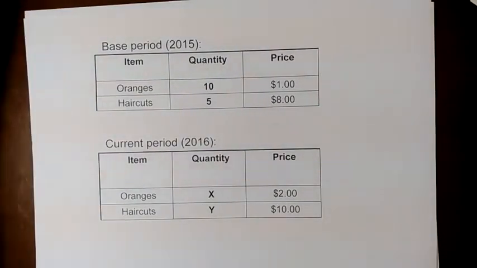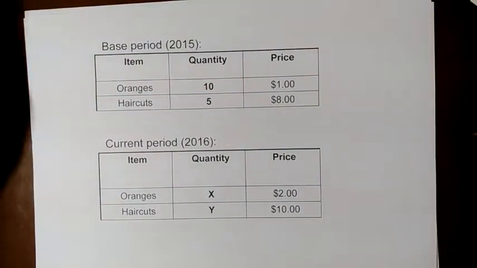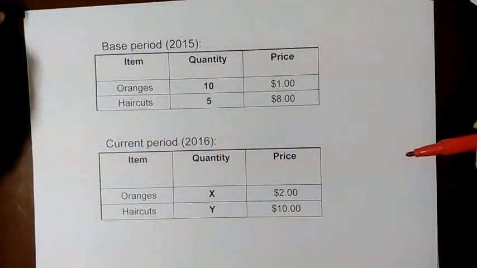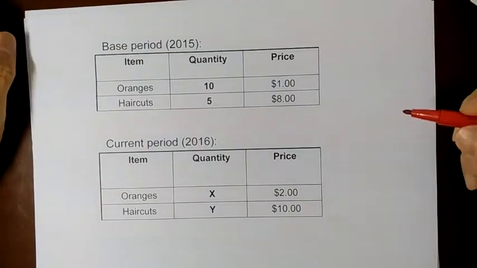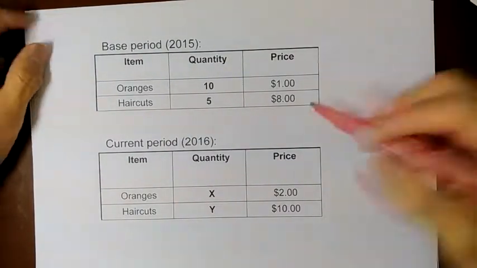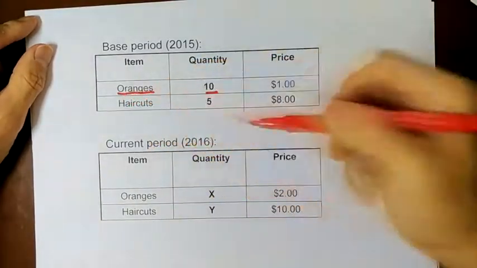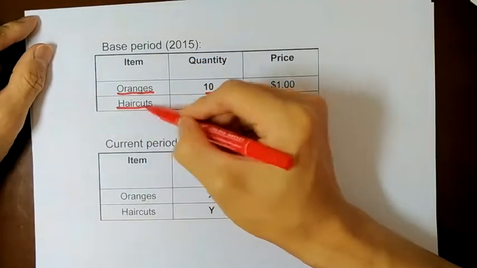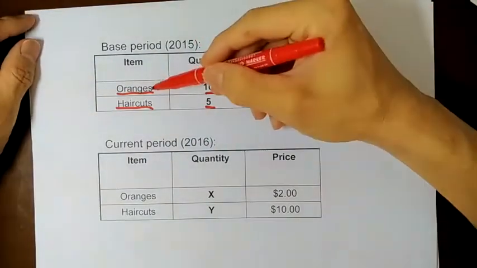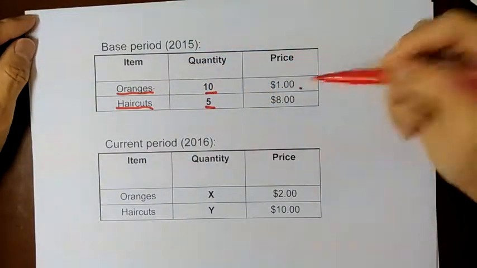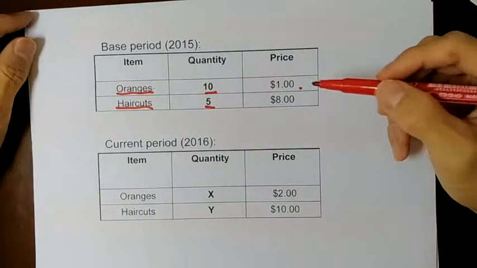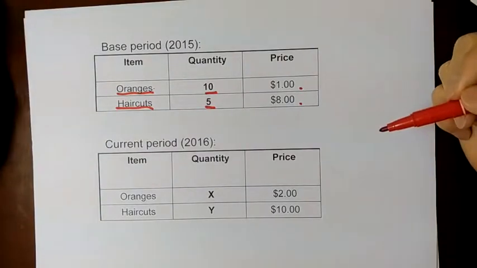Now let's see this example. Let's use 2015 as the base period. So in 2015, the typical urban family consumes 10 oranges and 5 haircuts. And in 2015, the price of oranges is $1 each. And the price of haircuts is $8 each.